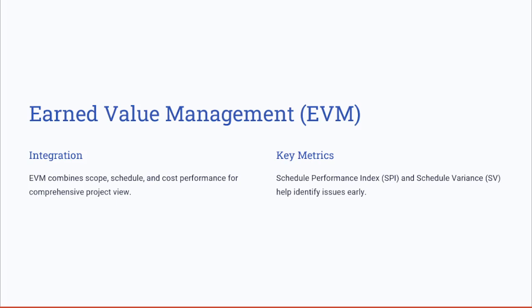Metrics like the Schedule Performance Index, known as the SPI, and the Schedule Variance, which is the SV, help identify schedule issues early, allowing for timely corrective actions. All of these concepts we are going to cover in the monitoring and controlling section when we come to the EVM formulas, and we'll see how to calculate them.